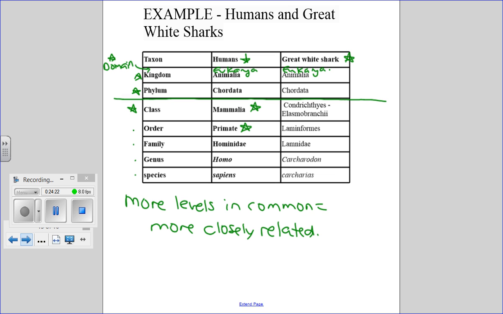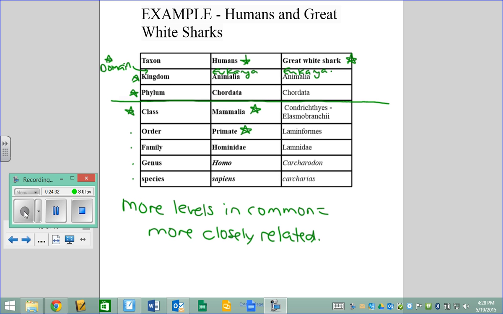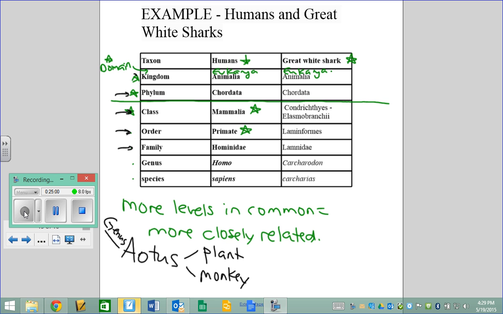And what I'd like to illustrate to you is that doesn't always mean that things are in the same taxonomic classification. For example, this word, aotus, it's actually the genus of two different things, a type of plant and a type of monkey. Now, obviously, if I have this word as the genus, you might think, oh, those two things are really closely related. But if I were to go up, I wouldn't find any of the same categories because I would go all the way up to kingdom and I would see that one of them was an animal and the other was a plant. And so you have to be careful.